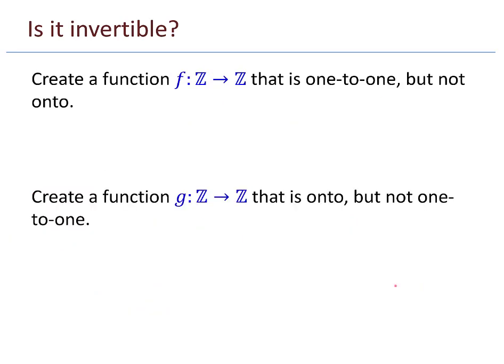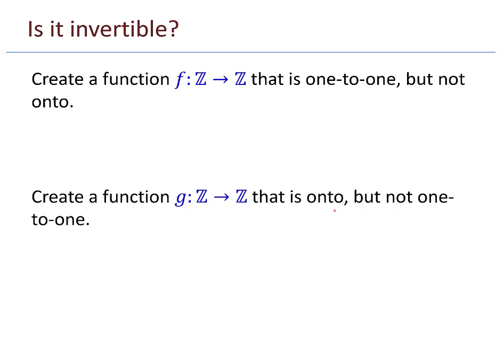This is your chance to be creative. Create a function f from the integers to the integers that is one-to-one but not onto, and create a function g from the integers to the integers that is onto but not one-to-one. Pause the video, give it a try, be creative. Start up again when you're ready to see my creative work.